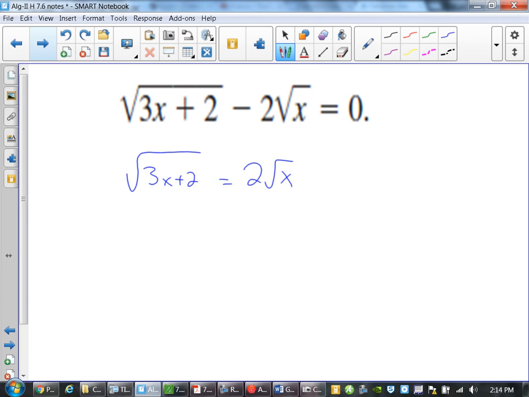And you're right. At this point, I want to get rid of the radical, which means I have to square both sides. Here's the mistake that you're going to make. You're not going to square the 2. When you square something, you're multiplying it by itself. This side is no big deal. Square root junk squared is just junk. The other side, when I go 2 root x times 2 root x, I'm going to get 4x.